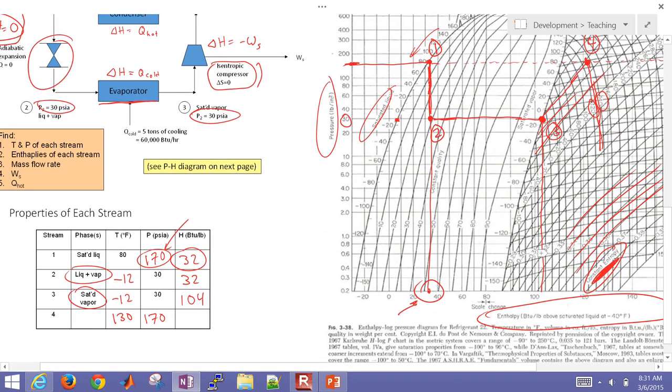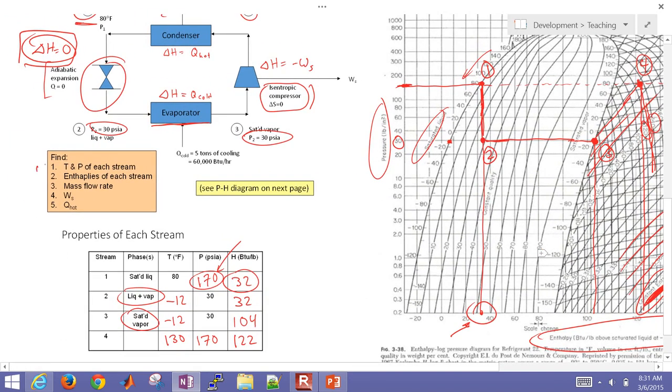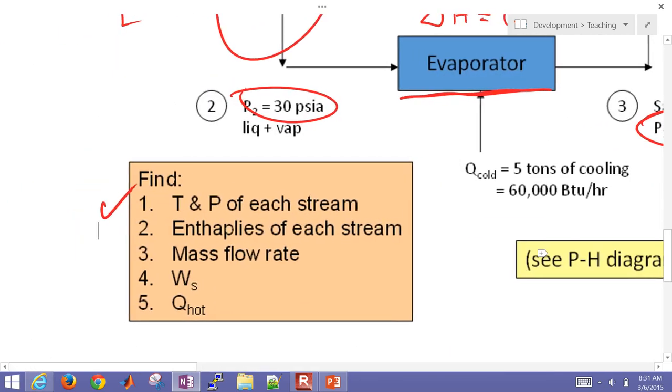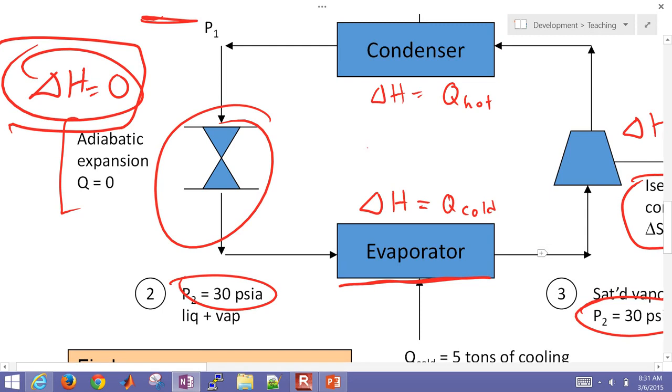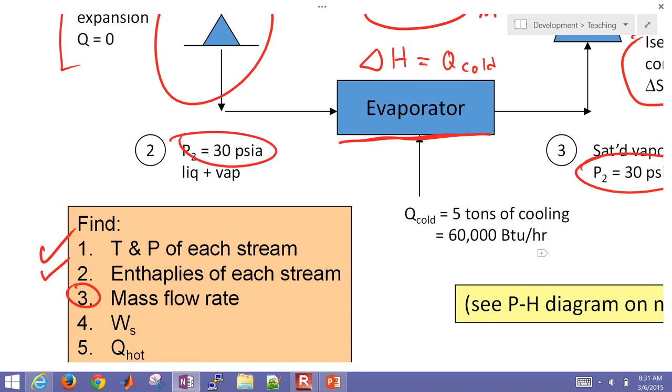And then if I trace down as well to get my enthalpy, then that's going to be 122 for my enthalpy. Okay, so we have the temperatures and pressures of each stream. We have the enthalpies of each stream. Now we want to get the mass flow rate that is circulating around here. Okay, no accumulation in any one vessel per se, and we're just going to assume steady state operation, although this compressor typically cycles on and off. We're just going to assume a constant mass flow rate around here. So about how much mass flow rate has to come around here.